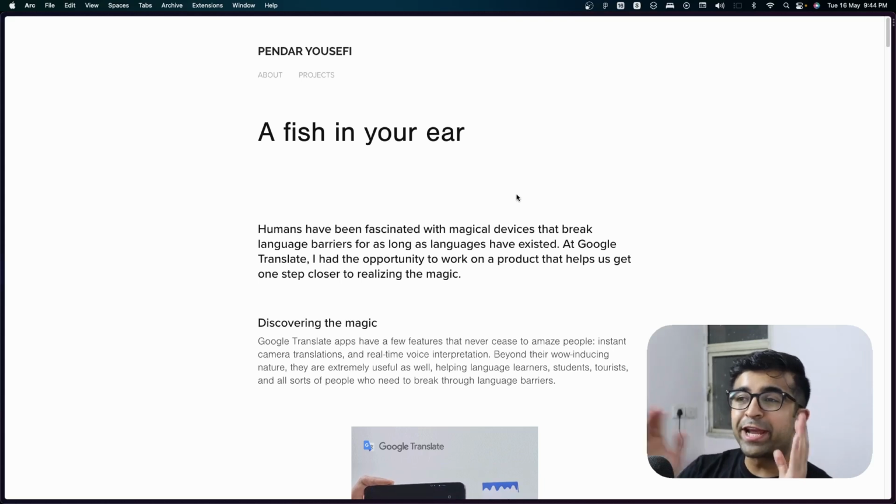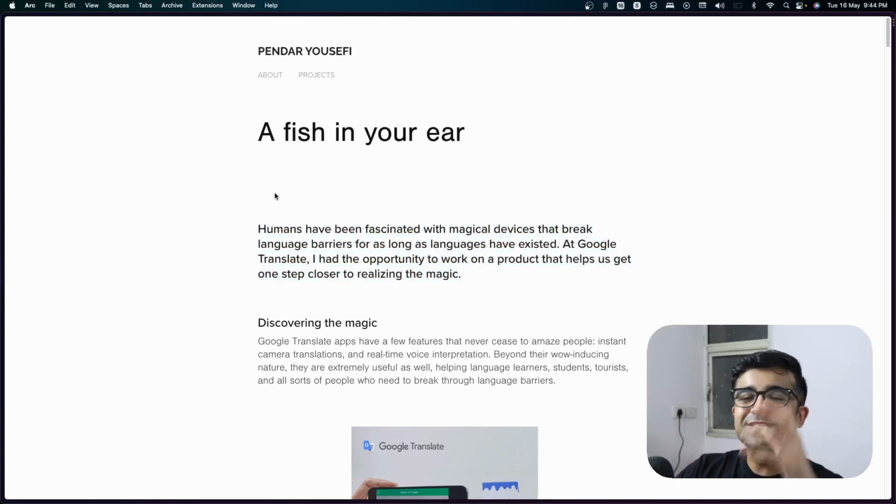The next one we're taking a look at is by Pindar Yusufi. And it's called Fish in Your Ear, which is the Google Translate redesign project. So again, Pindar was a Google designer and worked on this wonderful project with Team Google.